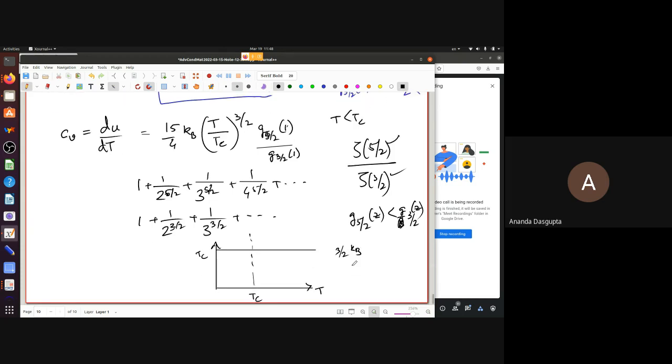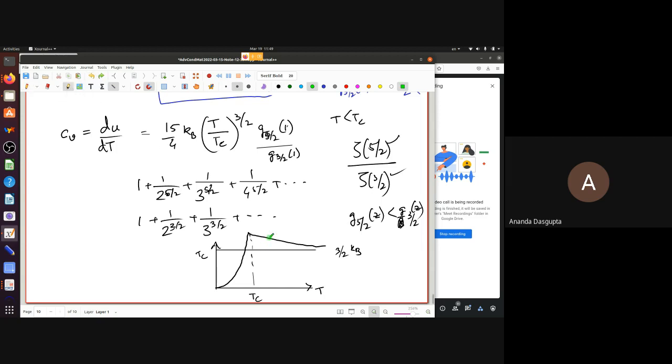On the other hand, when temperature is smaller than Tc, we know what the formula is, T by Tc to the 3 by 2. So it starts at 0, inclines, and you can easily figure out that at T equal to Tc, this ratio is 1, and then this becomes 15 by 4 times around a half, right? So slightly smaller than 2 kB, bigger than 3 by 2 kB. So it goes above that, and then it's not a constant, by the way.